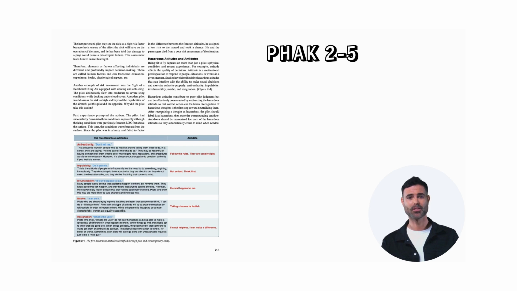Anti-authority, impulsivity, invulnerability, macho, and resignation. Hazardous attitudes contribute to poor pilot judgment, but can be effectively counteracted by redirecting the hazardous attitude so that correct action can be taken. Recognition of hazardous thoughts is the first step toward neutralizing them. After recognizing a thought as hazardous, the pilot should label it as hazardous, then state the corresponding antidote. Antidotes should be memorized for each of the hazardous attitudes, so they automatically come to mind when needed.